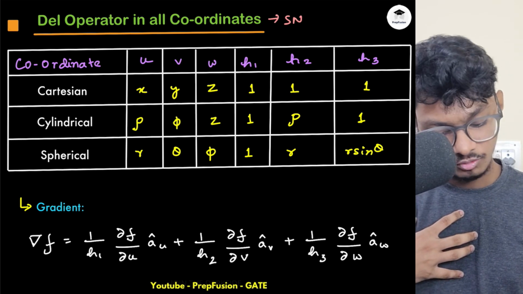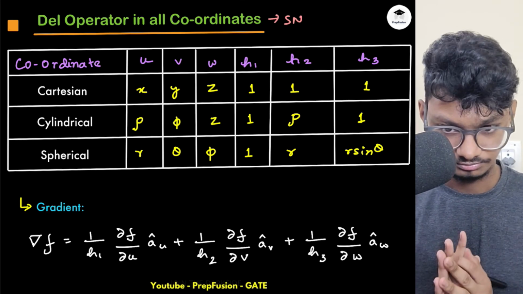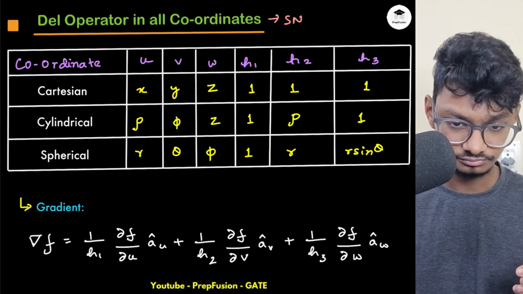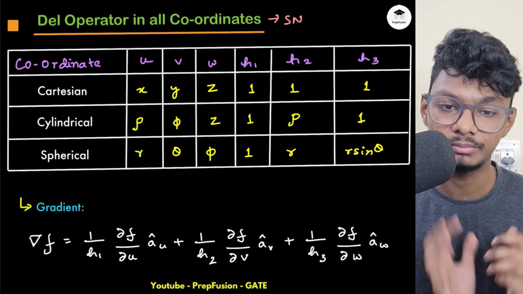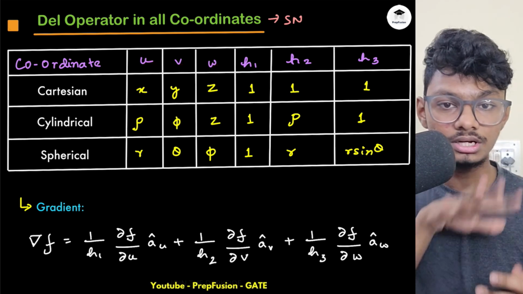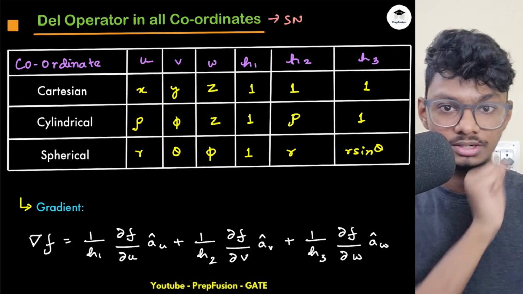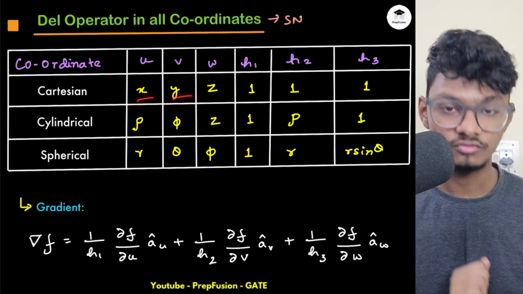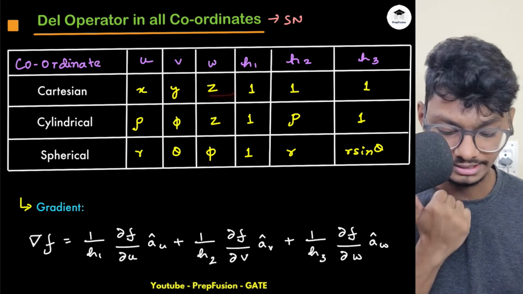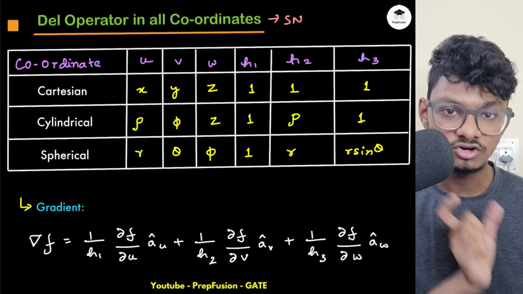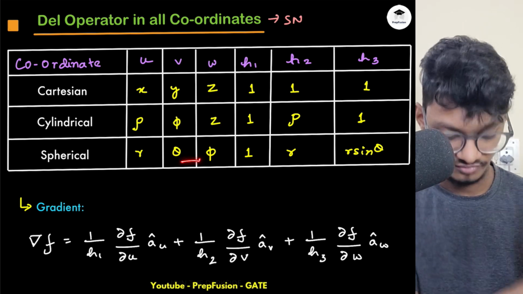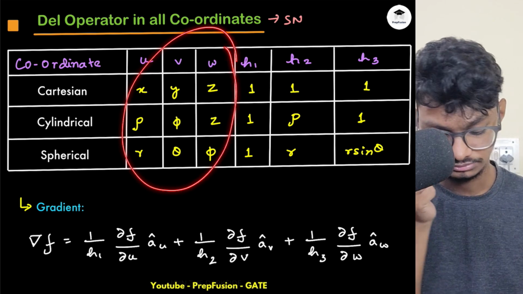First, you already know what gradient, divergence and curl are. In Cartesian we already know all this, but in cylindrical and spherical, things become a bit different. U, V and W are the variables of that particular coordinate system. In Cartesian, it is X, Y, Z. In cylindrical, it is rho, phi and Z. In spherical, it is R, theta, phi. Okay, good. This portion is good.